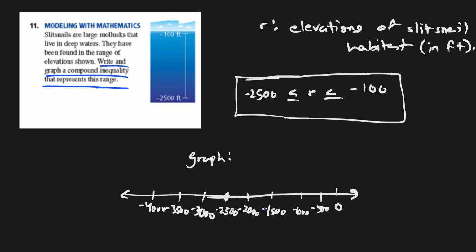So essentially, it can be between negative 2,500 here, between here and negative 100. So if we do like 4 tick marks here, and then 5 spaces, and then the first one would be here. That's essentially what you're looking at here. And this would be a reasonable graph. This would be what you can include as your solution.